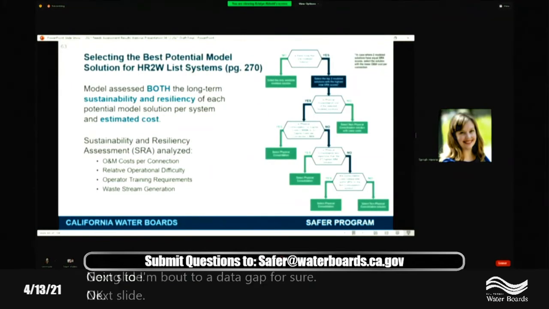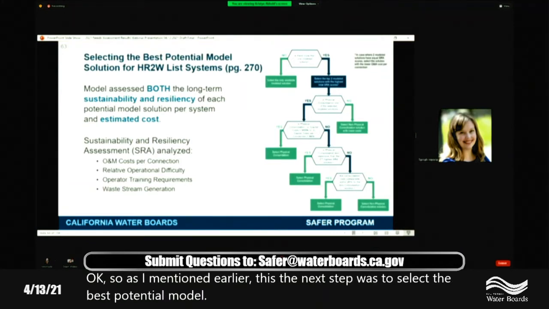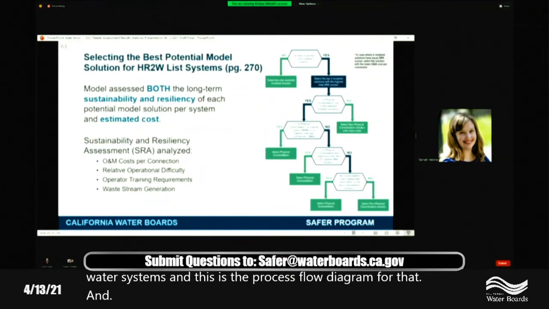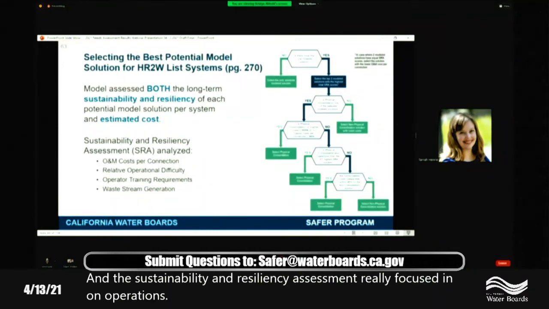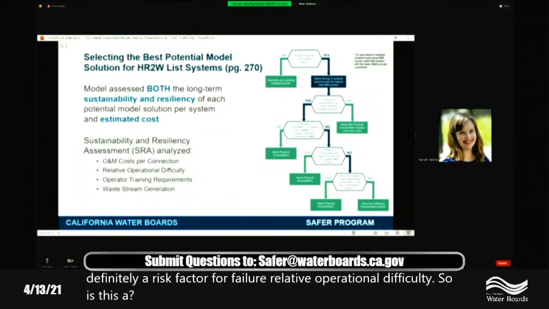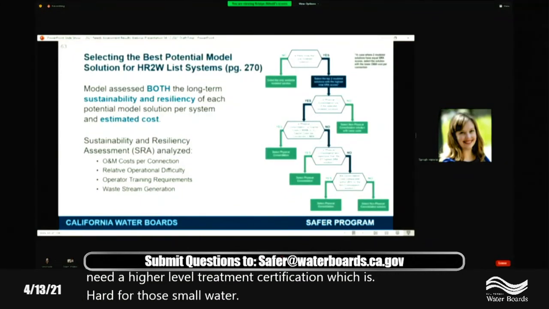Okay, so as I mentioned earlier, the next step was to select the best potential modeled solution for the human right to water systems. And this is the process flow diagram for that. The sustainability and resiliency assessment really focused in on operations and maintenance costs per connection, since that's definitely a risk factor for failure. Relative operational difficulty: is this a treatment system that's very difficult to operate, where you need a higher level treatment certification, which is hard for those small water systems to find? Operator training requirements, waste stream generation.